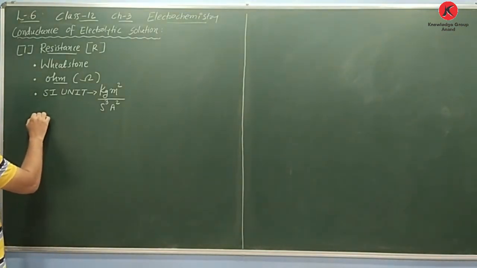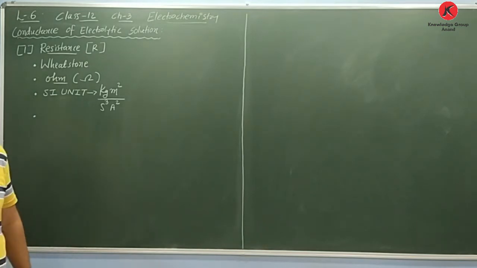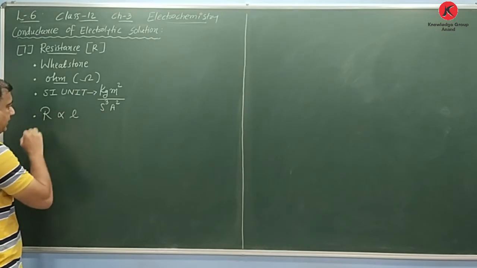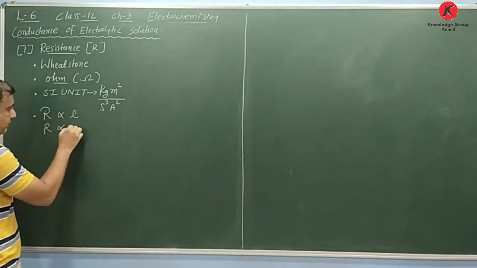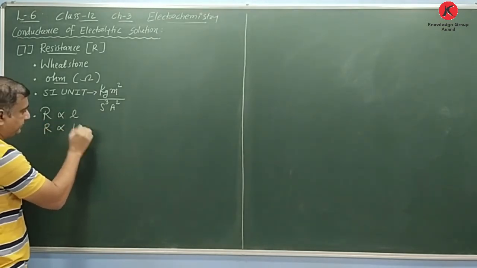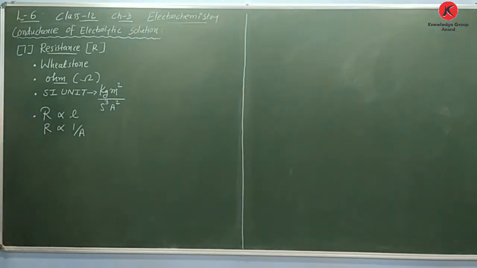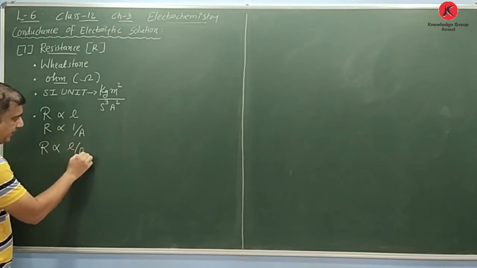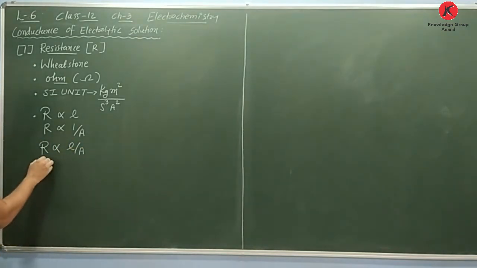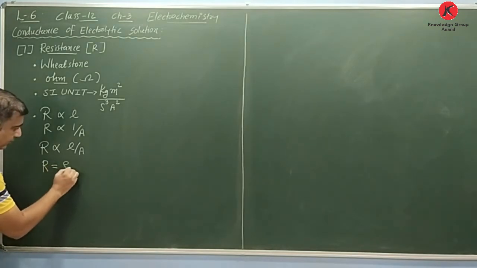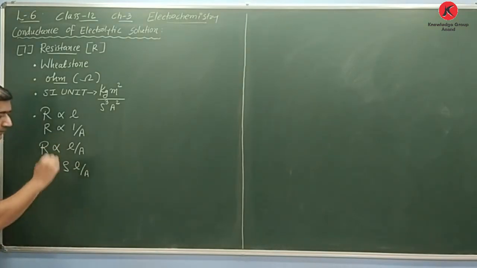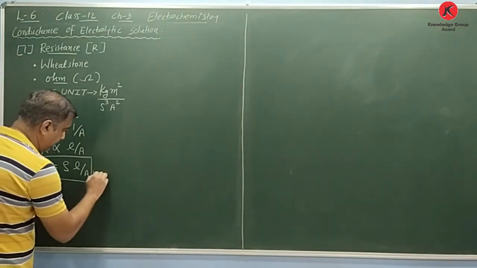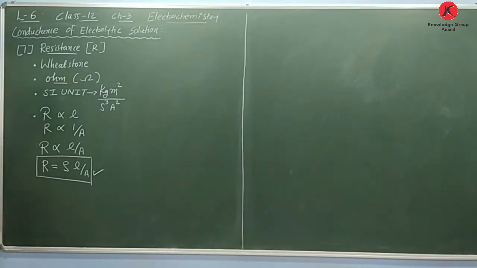Now we know very well that for any substance, R is directly proportional to length and R is inversely proportional to the area of the substance. That means R is proportional to L by A, and therefore R equals rho L by A. Remember, this is a basic useful formula.